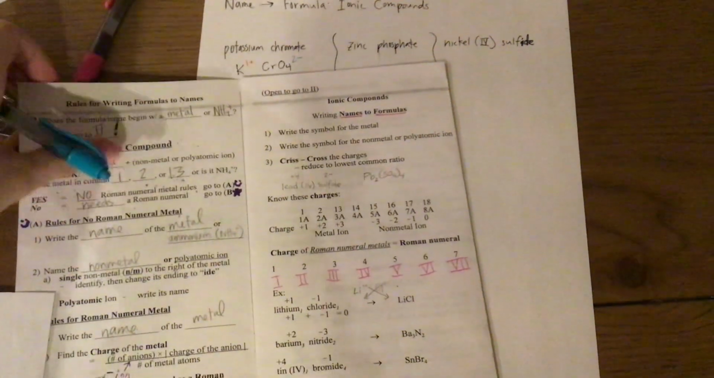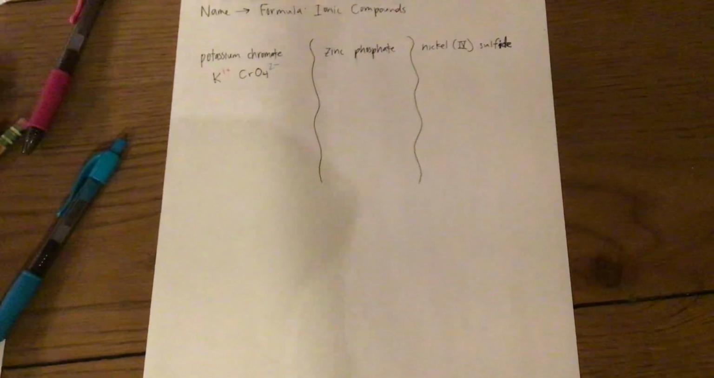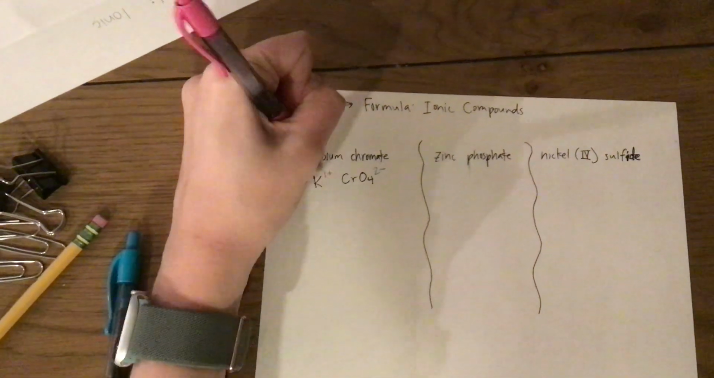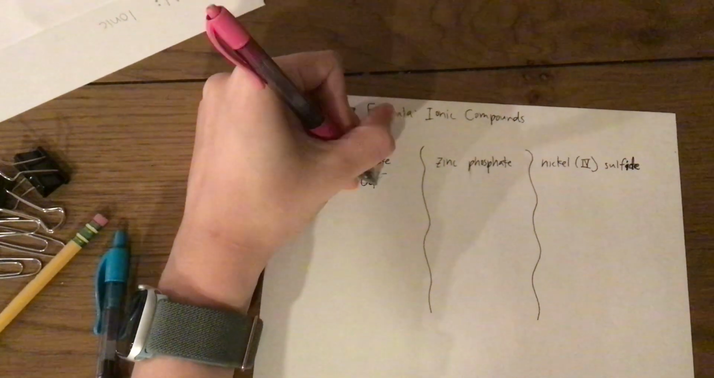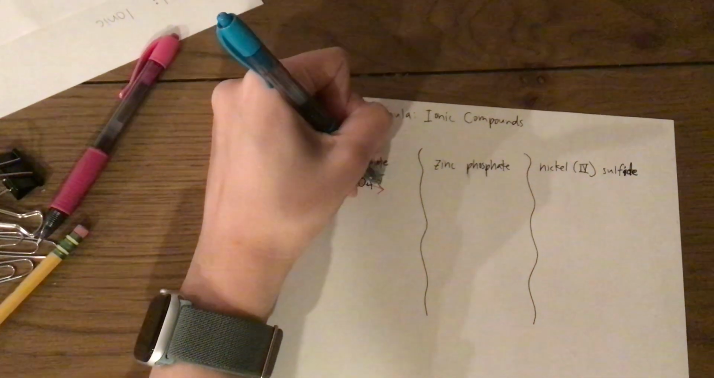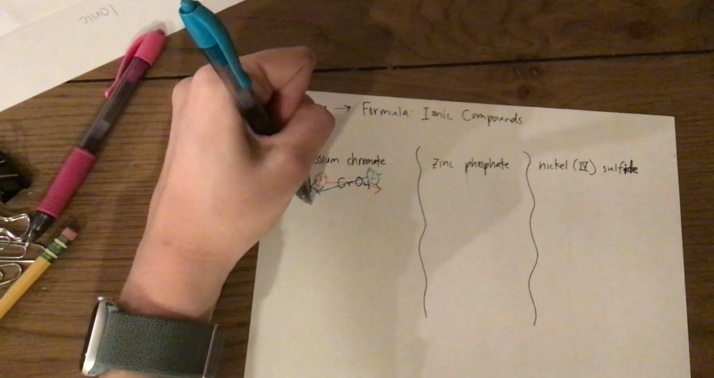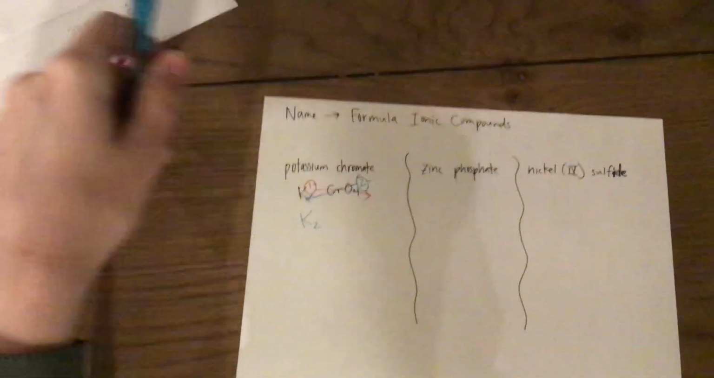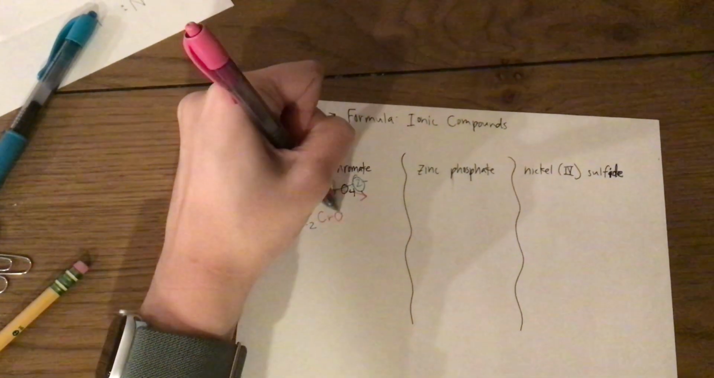Now, next step, crisscross the charges and reduce if I need to. Okay, so let me show you what this means. I'm going to take this 1 from the 1+ on the potassium, and I'm going to bring it over there, not the plus, just the 1. And I'm going to take the 2, just the 2, not the minus, and I'm going to bring it down here. And what ends up happening is we have K2, and then there's only 1 CrO4, so I can just leave it like this.